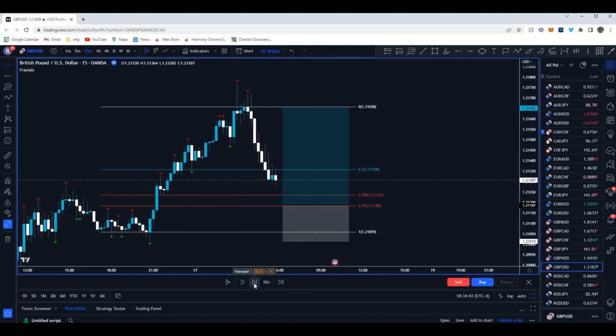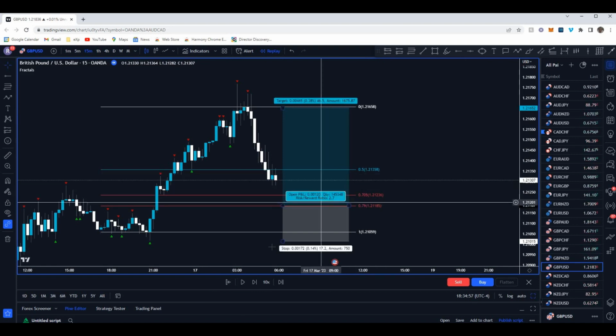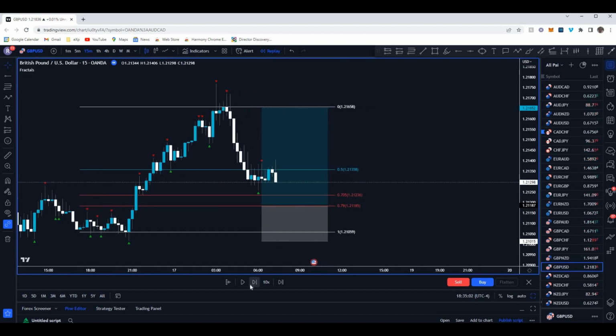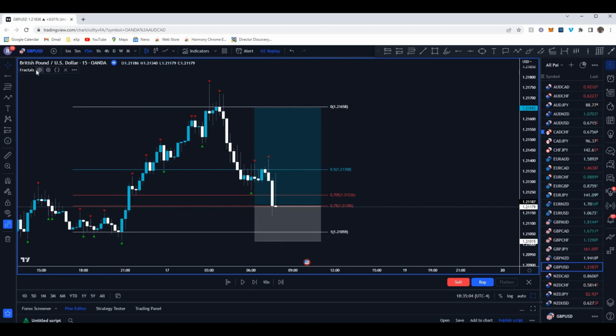I just chill, listen to some music, watch TV, watch a show, watch a movie or something, and just let the market do its thing. I'll usually put an alert right here, like "GU entry," so I get an alert on my phone that the market's come down and put me into the market. Then I'll come back to the charts and see. So as you can see, I got tagged in on that. Sorry, let me take away the fractals.